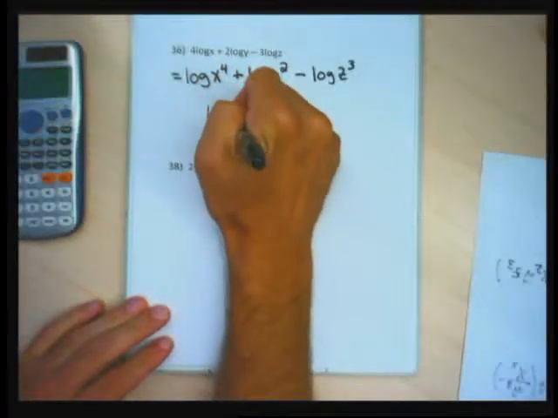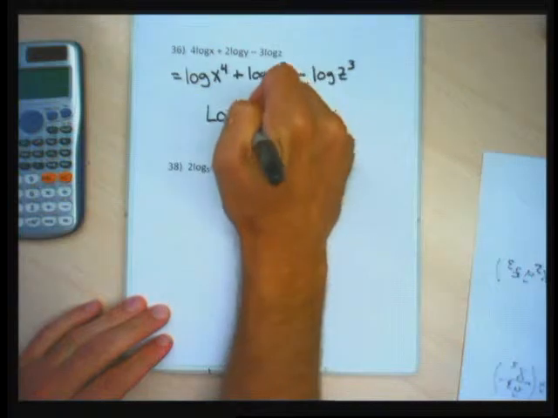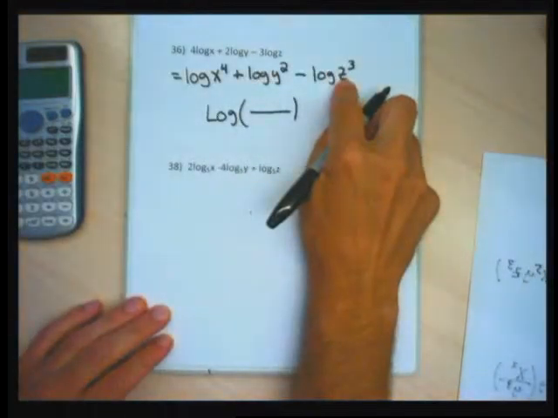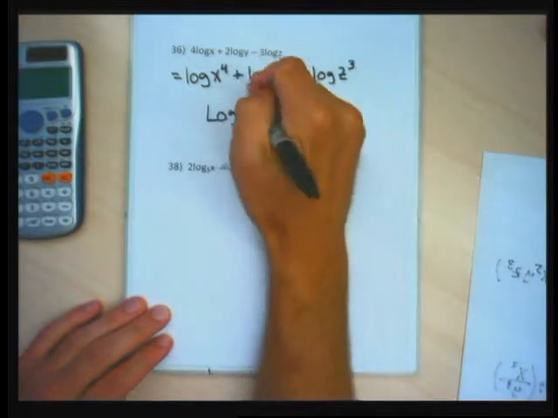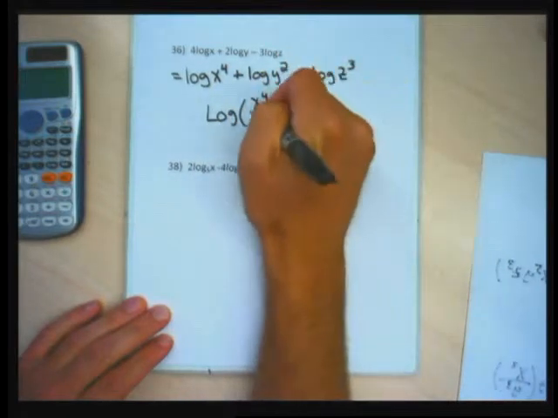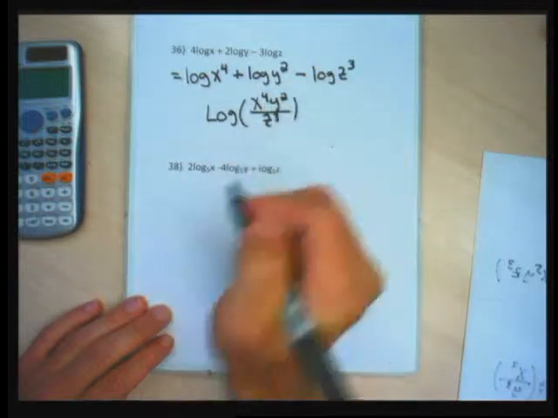Now I'm ready to make one logarithm out of the three logarithms. The base is 10. I know I'm going to need a fraction because there's a minus, and I know that the only thing that's going to wind up in the denominator is the z cubed, because that's the only logarithm that has a minus in front of it. Both the x and the y arguments wind up in the numerator because they don't have minuses in front of them.